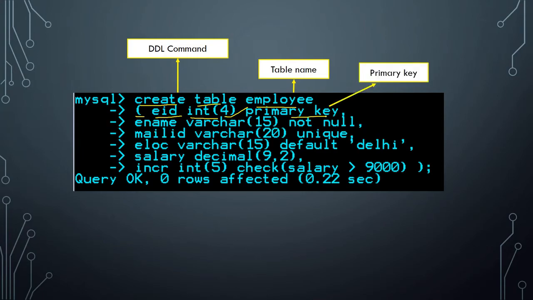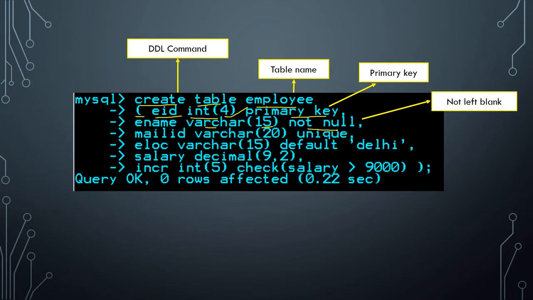Next we have ename, that is employee name, with the data type varchar, size 15, and I'm applying the not null constraint over here. Why am I applying the not null constraint? Because if I'm filling the record of every employee, the name should be there. It is compulsory that it should not be left blank. So this not null constraint specifies that this column cannot be left blank.